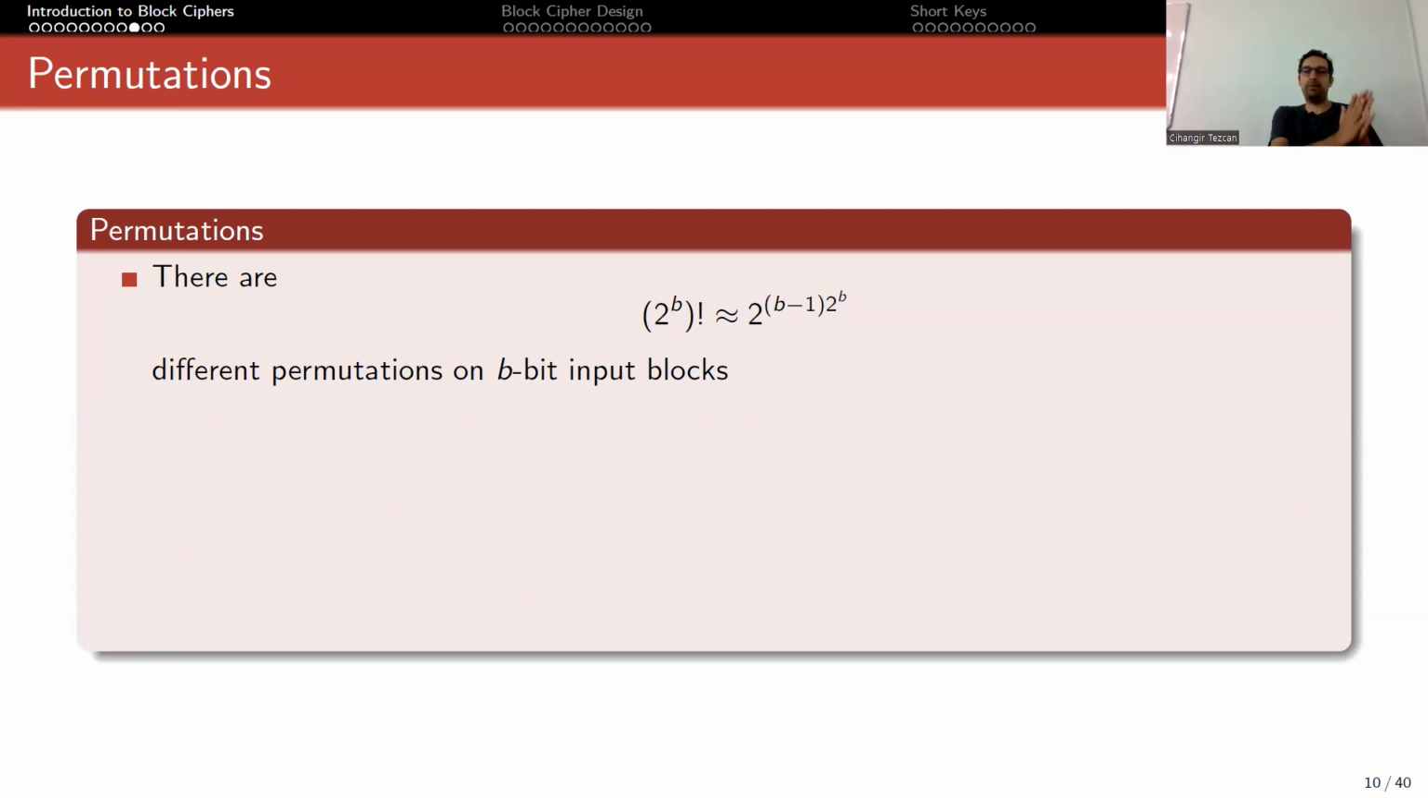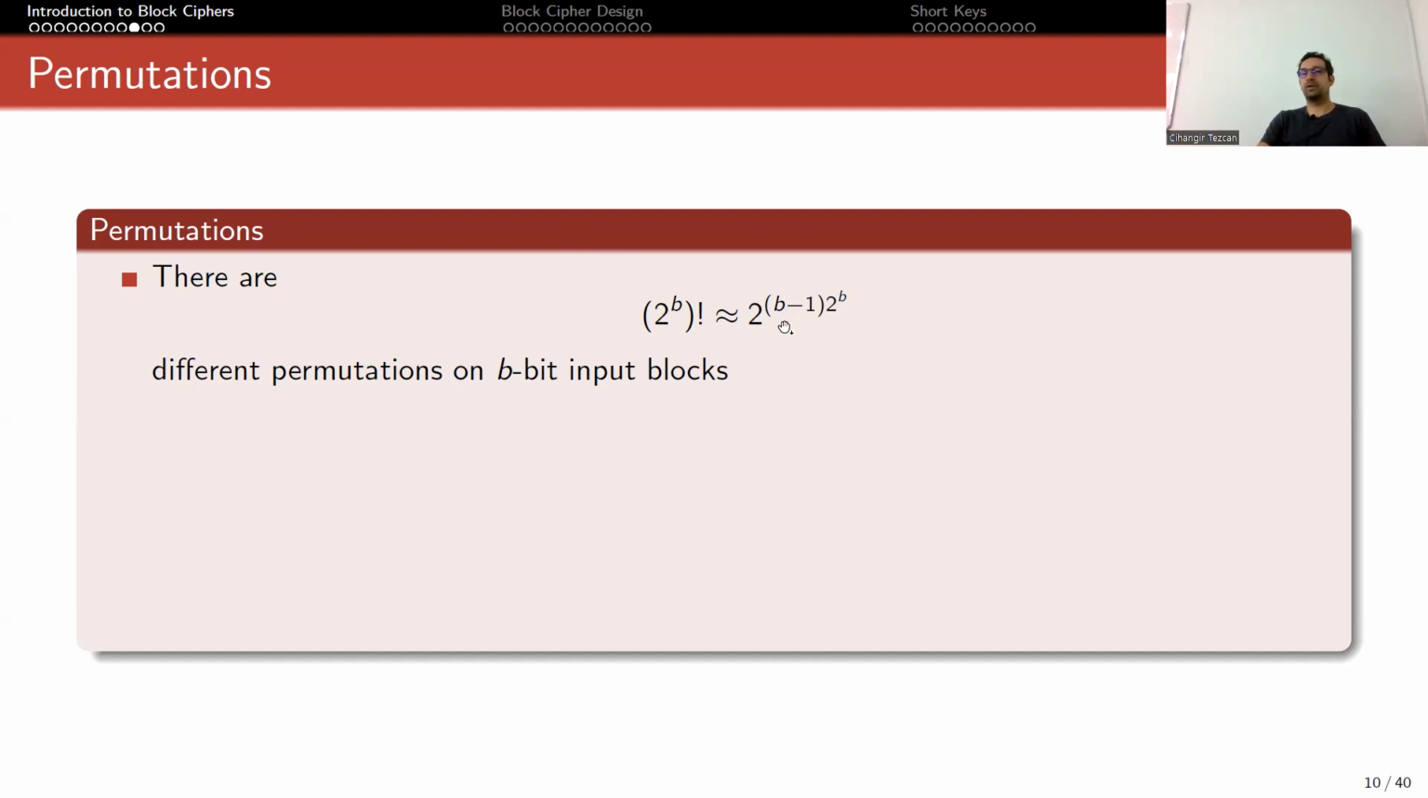I said that this is a mapping from 2 to the B elements to the 2 to the B elements. So this is just a permutation. So the question is, how many permutations can you have? And this number is really huge. You can have 2 to the B factorial permutations, mapping 2 to the B elements to the 2 to the B elements. And this number is really, really huge.